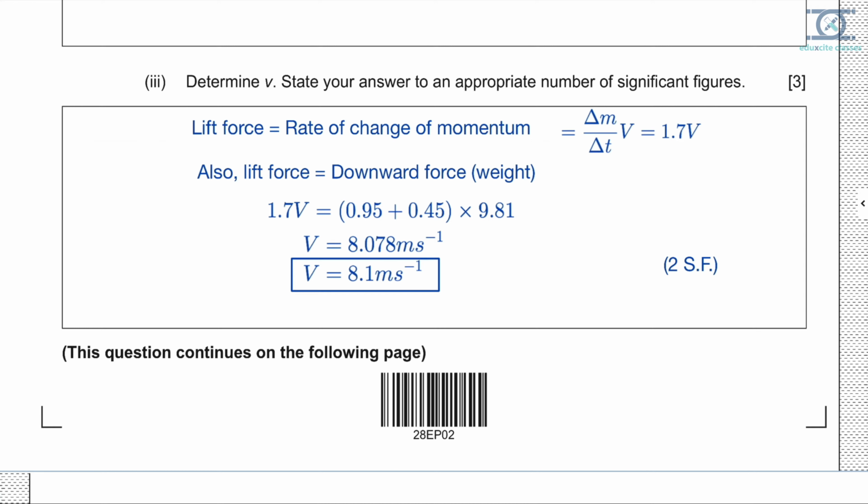Also, the lift force is equal to the downward force because it is hovering. It is neither moving upward nor downward, so the forces must be balanced. Using this, 1.7 v equals the total weight in the downward direction, combining the aircraft, the string and the package itself. Multiplying by g, 9.81, you will get 8.0878. Converting into an appropriate number of significant figures, that is 2 significant figures, rounding off we get 8.1.